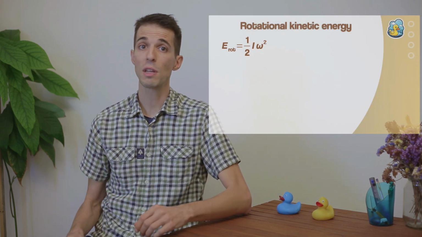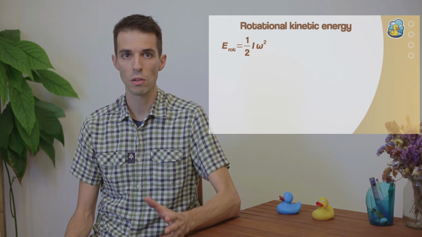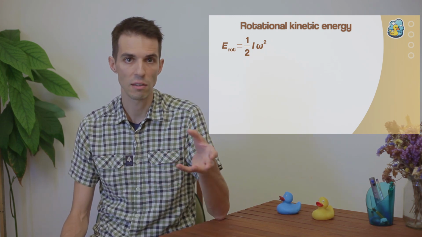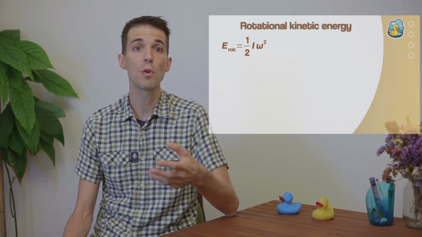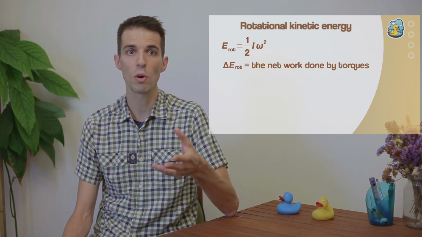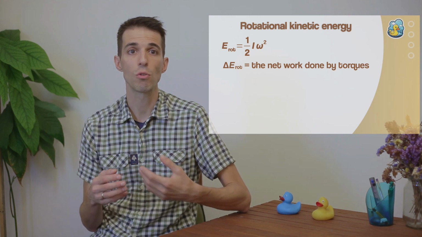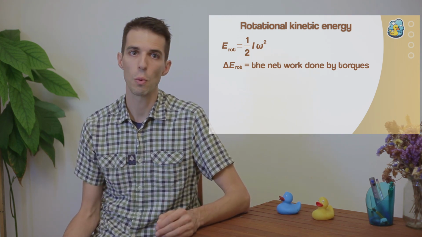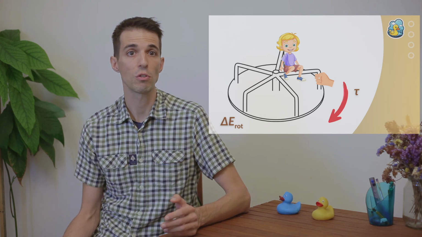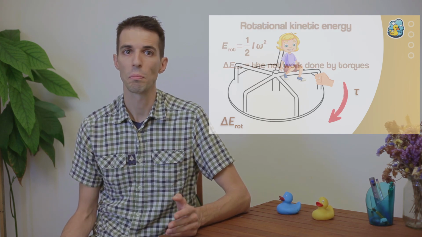We also know that when we do work on an object, we can increase its kinetic energy. The same goes for rotational kinetic energy. If you apply a torque to an object, you are doing work, and that can increase the object's rotational kinetic energy. Think about pushing the well-known merry-go-round. The harder you push, meaning more torque, the faster it spins, and the more rotational kinetic energy it gains.